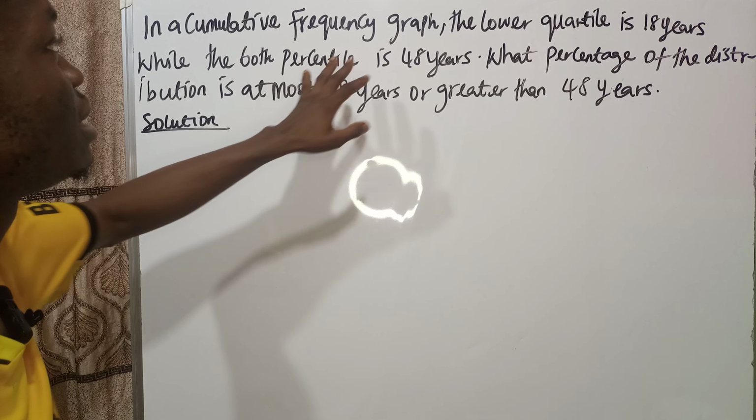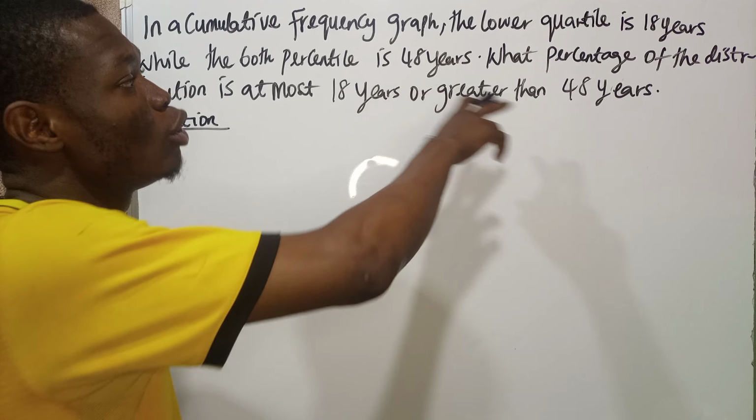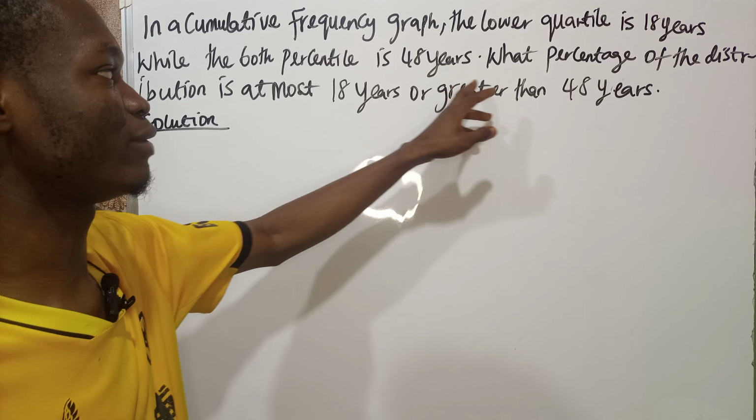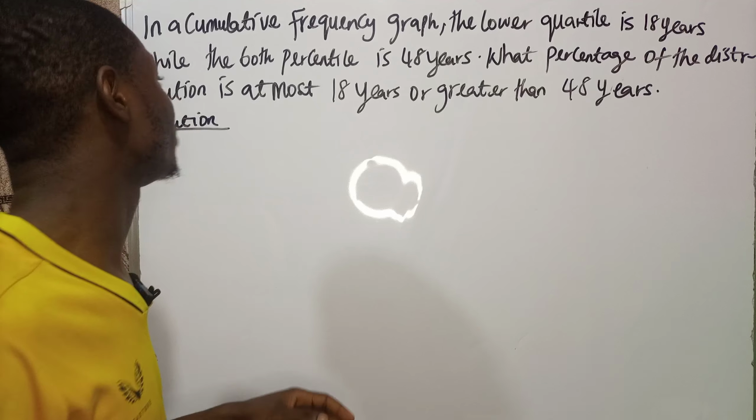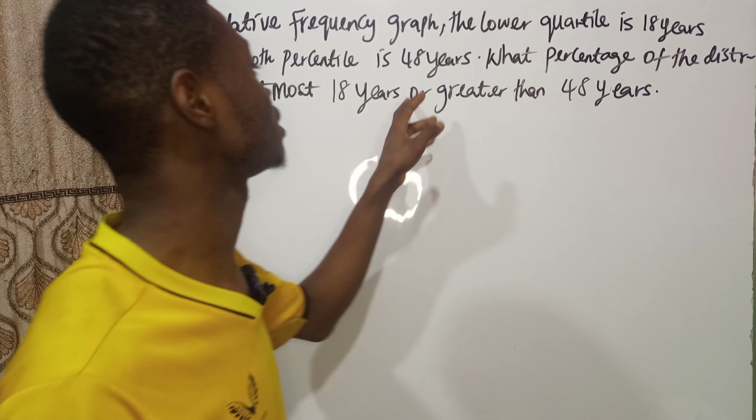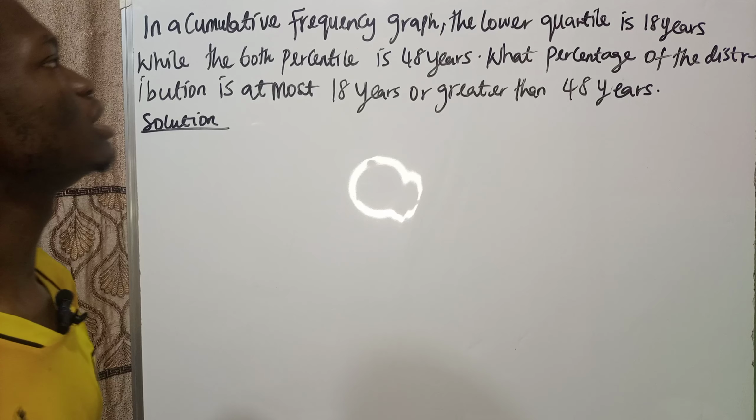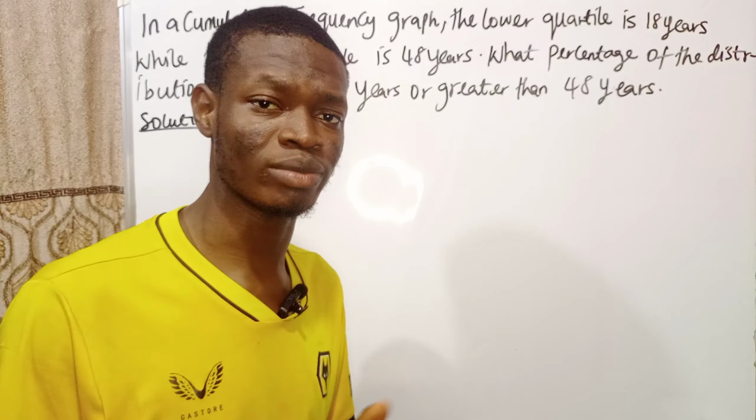They said in a cumulative frequency graph, the lower quartile is 18 years, while the 60th percentile is 48 years. What percentage of the distribution is at most 18 years or greater than 18 years? Now, in solving this cumulative frequency, you need to know some things.